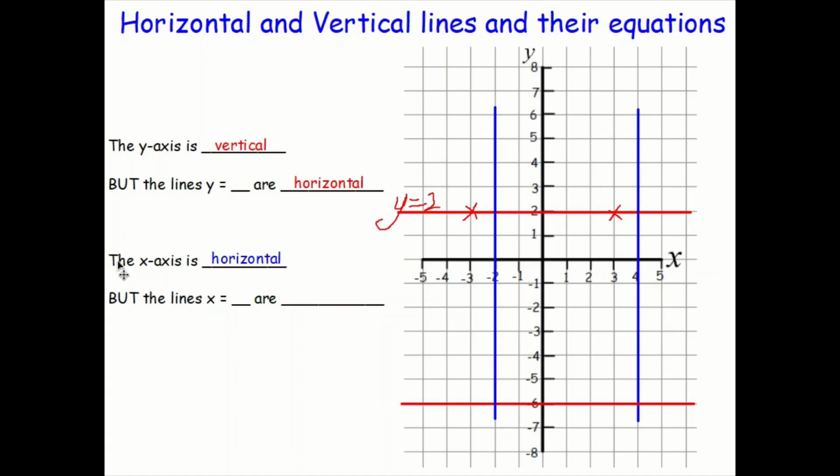And finally this one, the x-axis is horizontal, but the lines x equals are vertical, like the blue ones here. So for example here, this coordinate is x is 4, y is 5. This coordinate here is x is 4, y is minus 5. So this one is x equals 4. I've just left these blank here because they could take any value. Okay, so they are horizontal and vertical lines and their equations.